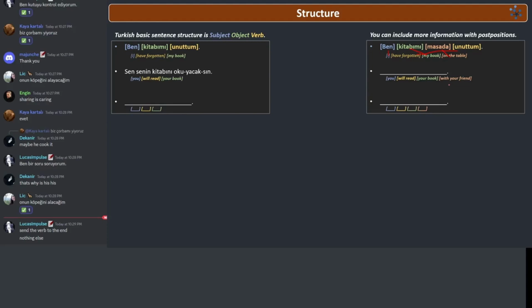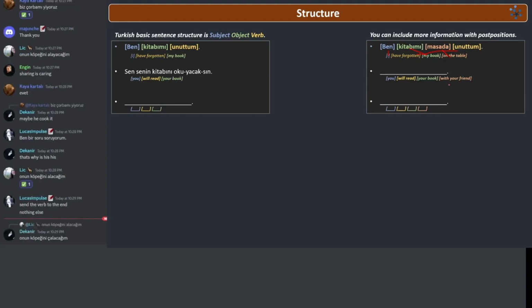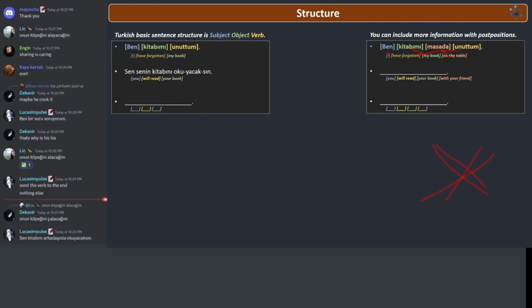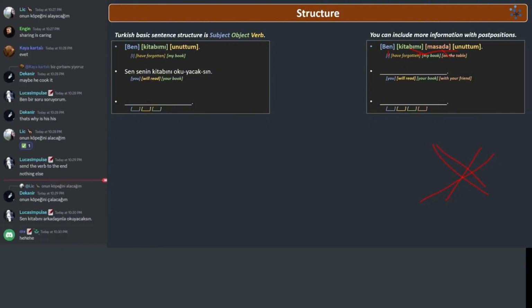Ben kitabımı masada unuttum. I mean, I'm sure you must have seen the post on Reddit or maybe Twitter on social media when they compare the Turkish sentence order to English. There was a big sentence comparing it to English, and it was all like something like this. Each time it was going from one to the other side. So we kind of have the same thing here. Masada, like on the table, goes at the end in English. Masa, it comes before the verb in Turkish.